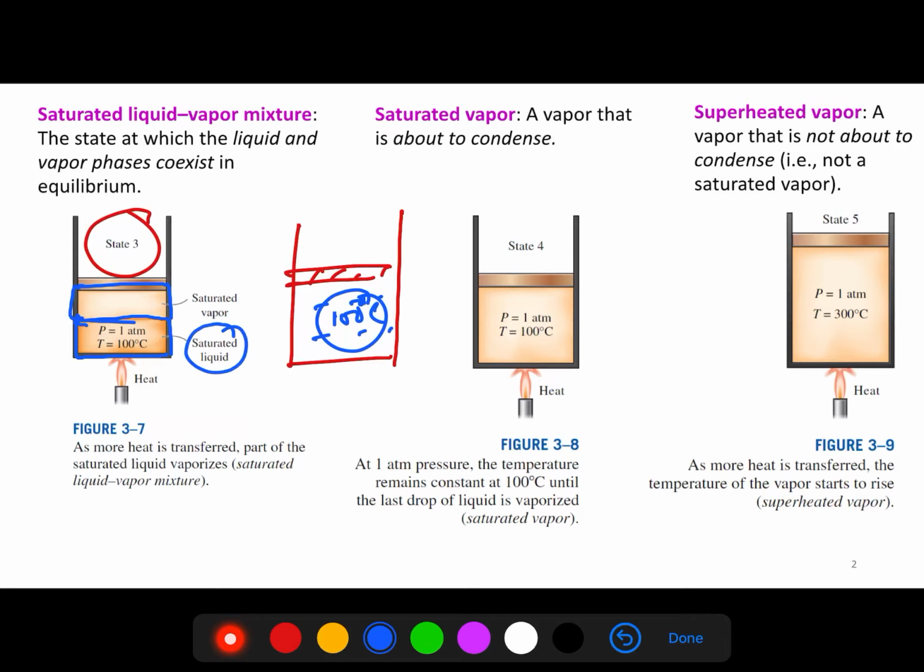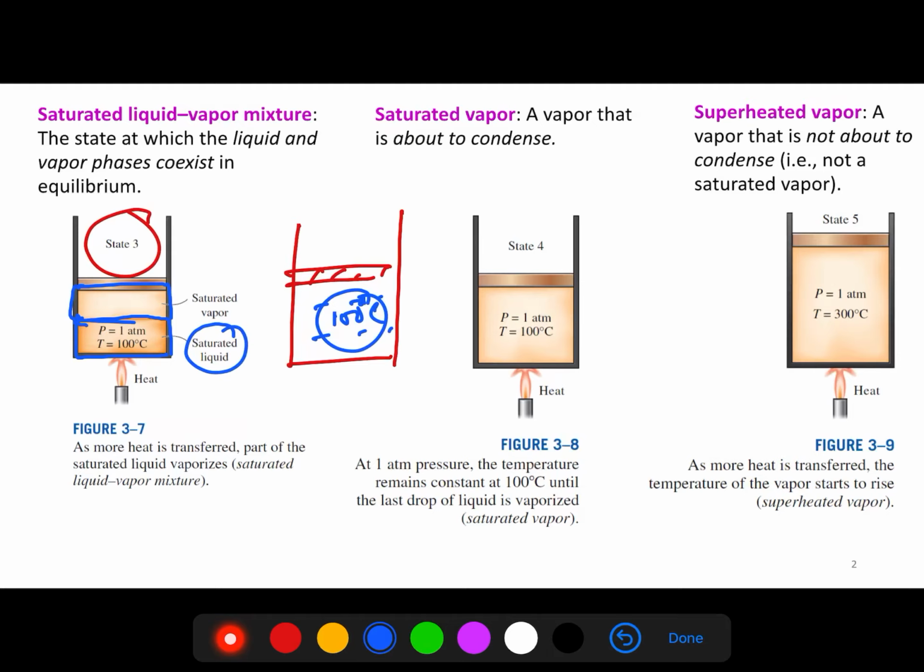If you check this, maybe you are boiling some water, use a thermometer, put it there, you will see the temperature is 100 degrees centigrade. So the temperature will remain constant during this phase change process, if the pressure is constant. If the pressure is not constant, then it won't.